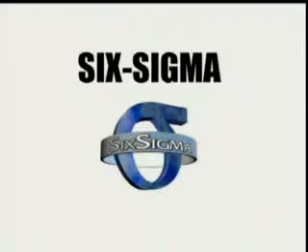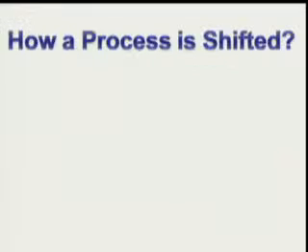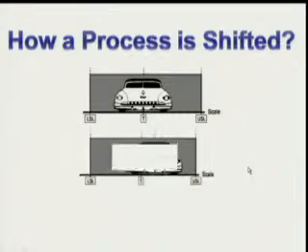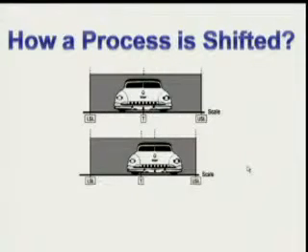I guess the starting point here is how a process is shifted. And we mentioned a little bit in the last session about the shift of a process. And we use the car because it's a common example. Here is a car that's driving in the middle of the road or in between the lanes as specified by the lower and the upper spec limits. So this car is doing fine. Over time, as we mentioned in the last session, a car may shift.